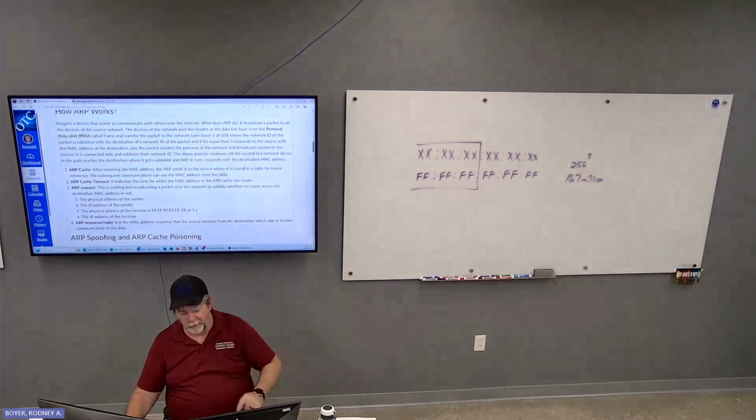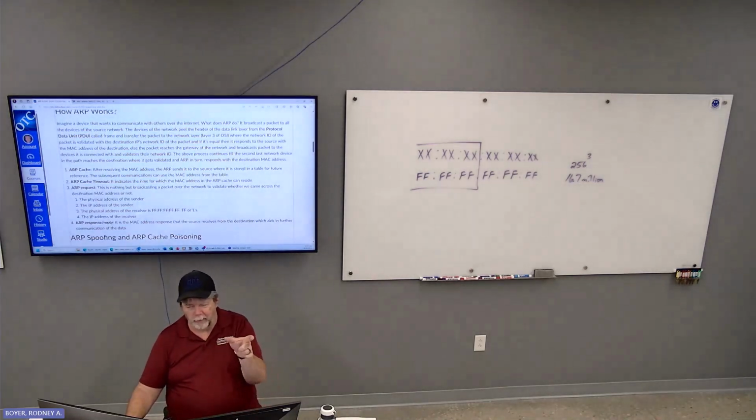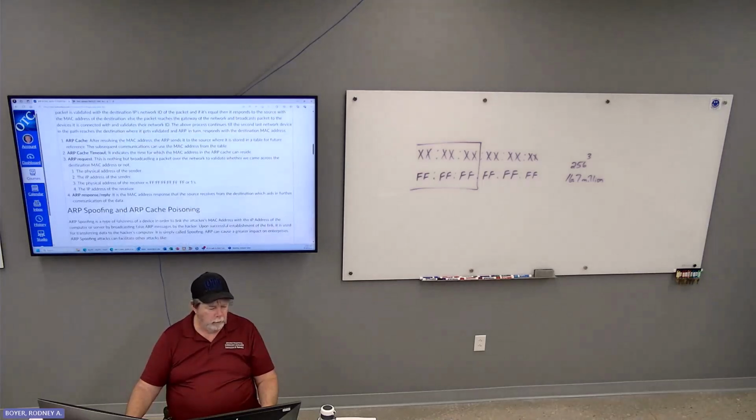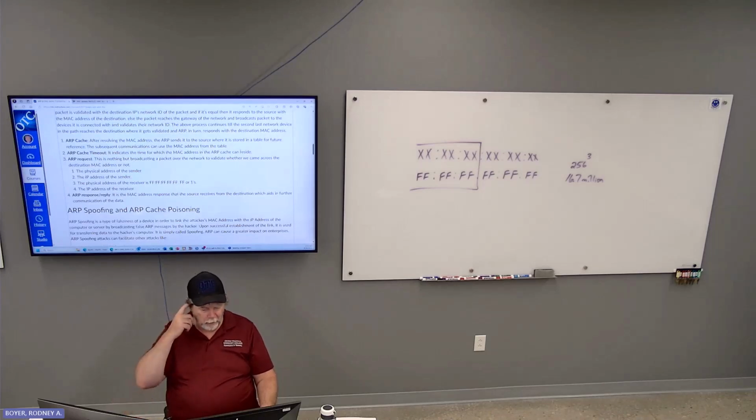So now we know we can populate our ARP table. ARP cache: after resolving the MAC address, the ARP sends it to the source where it is stored in a table for future reference.